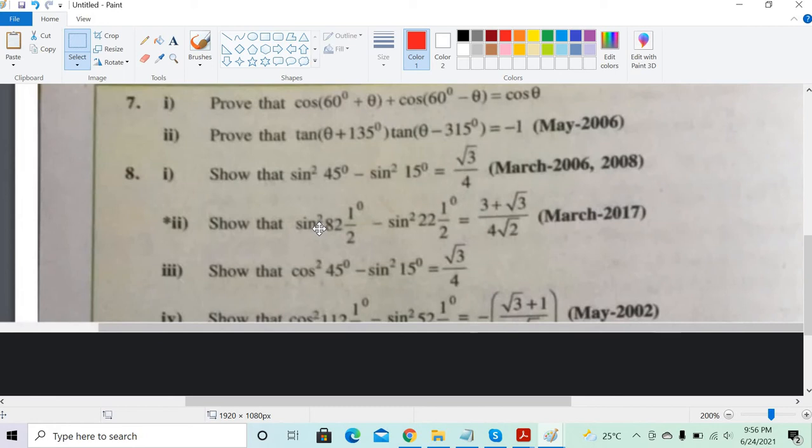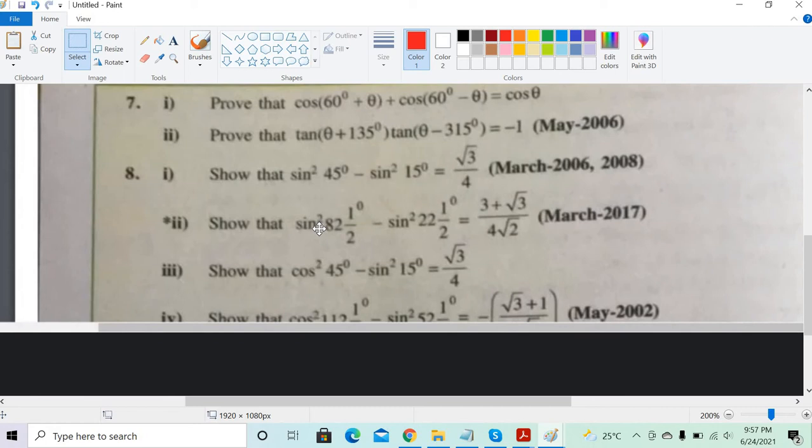Root 3 minus 1 by 2 root 2. You have to square it now. So you'll get root 3 minus 1 whole square by 2 root 2 whole square. 2 root 2 whole square is nothing but 8 only. So root 3 minus 1 whole square by 8. That is sine square 15.